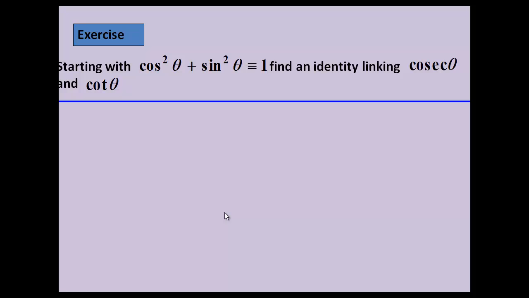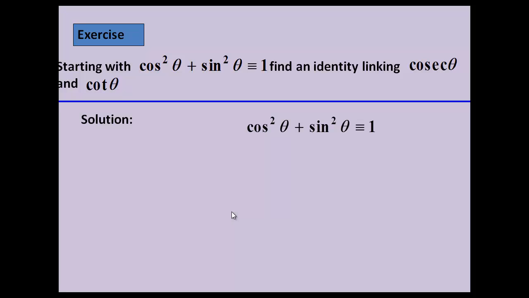Okay, I'd like you to have a go now. Try doing a similar thing and hopefully find an identity linking cosec theta and cot theta. Pause the presentation and have a go. Okay, I hope you gave that a good try, and I hope you were successful.